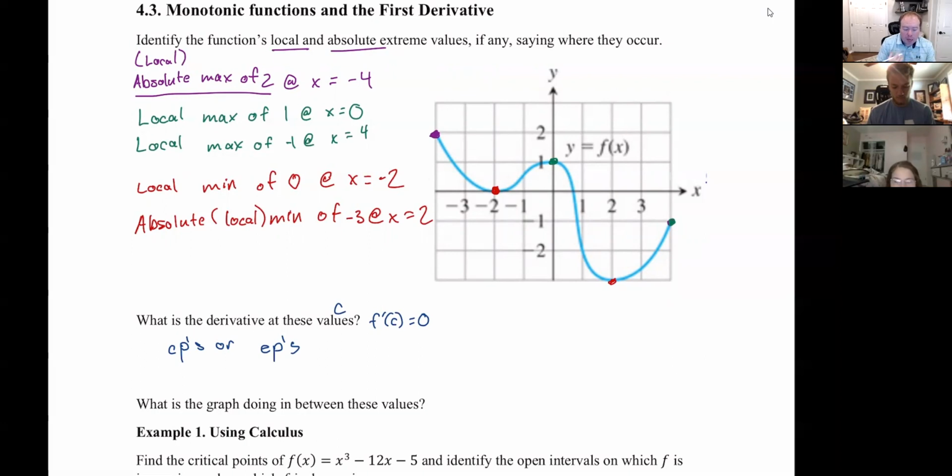The thing that we're going to look at now that we didn't before is what is the graph doing in between these intervals? Well, they're going to either be increasing or decreasing. Up to this point, we've just used essentially observation techniques. So let me pause to see if there are any questions.